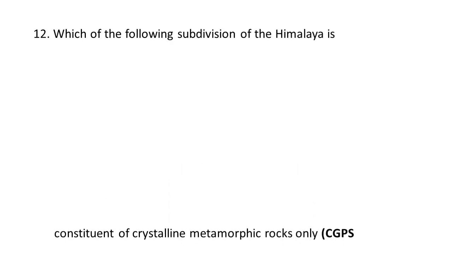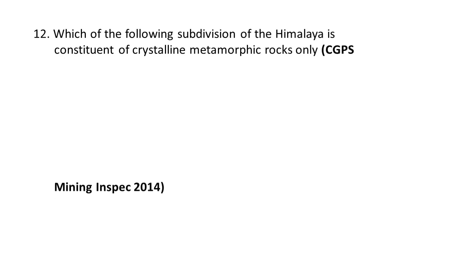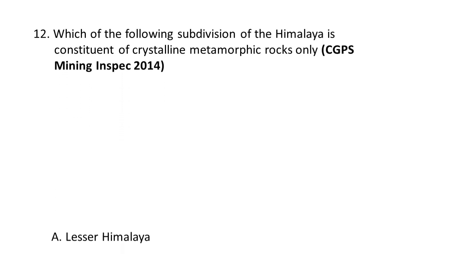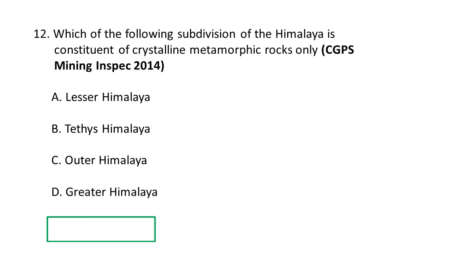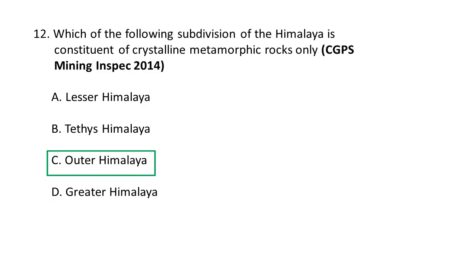Next question. Which one of the following subdivision of the Himalayas is constituent of crystalline metamorphic rocks only? A. Lesser Himalaya, B. Tethys Himalaya, C. Outer Himalaya, D. Greater Himalaya. The correct option is Outer Himalaya. It is a subdivision of the Himalaya that is a constituent of crystalline metamorphic rocks.